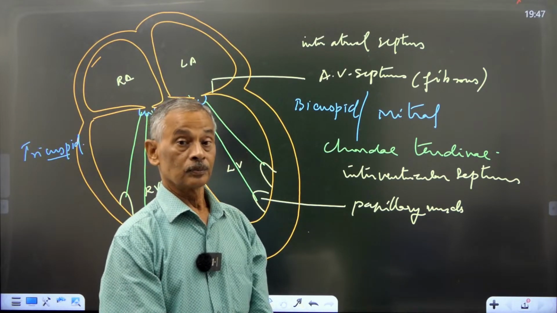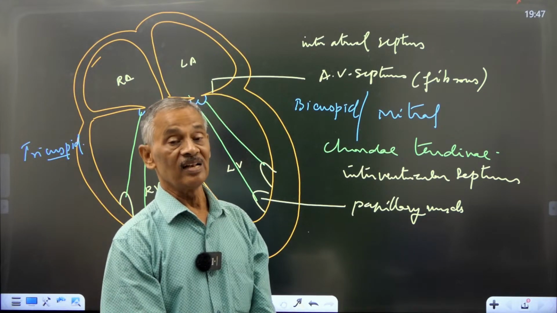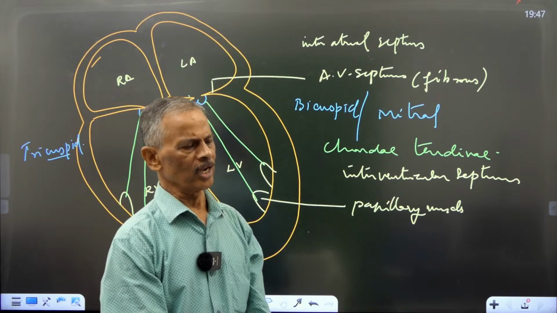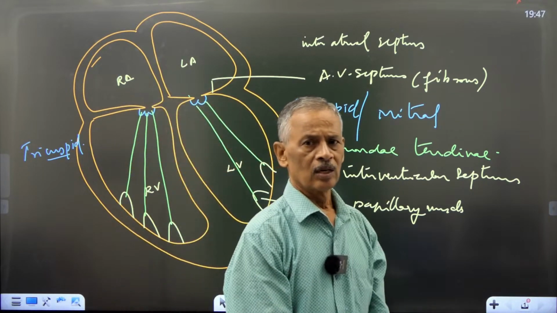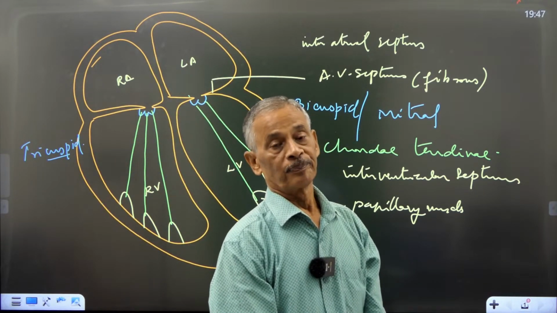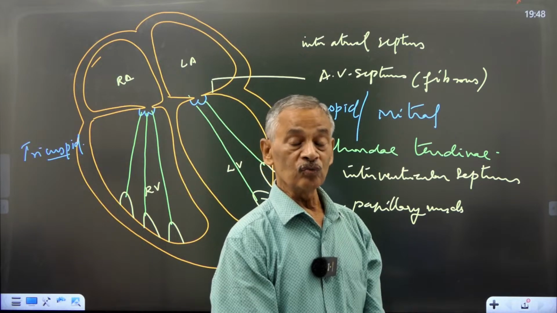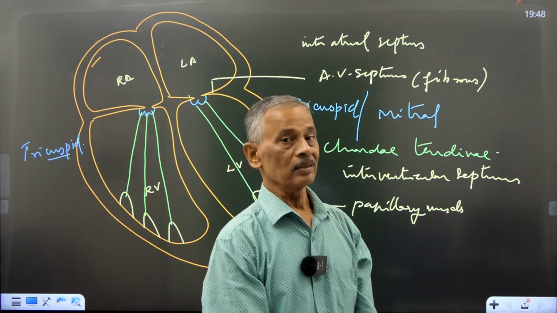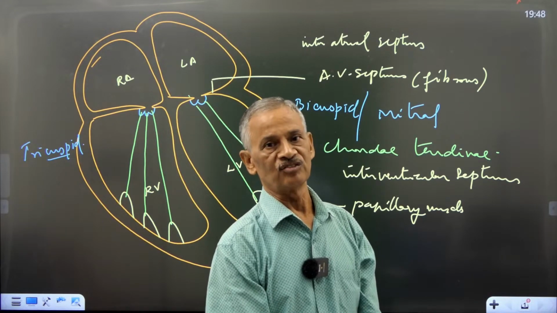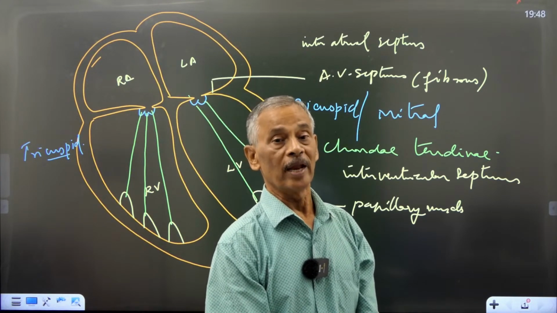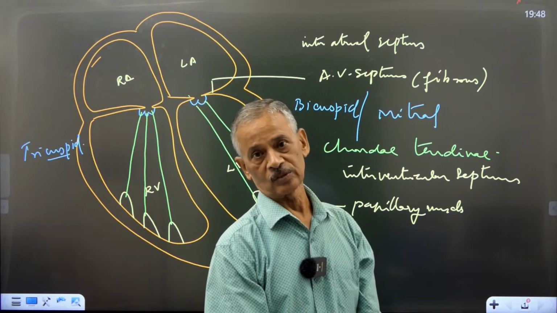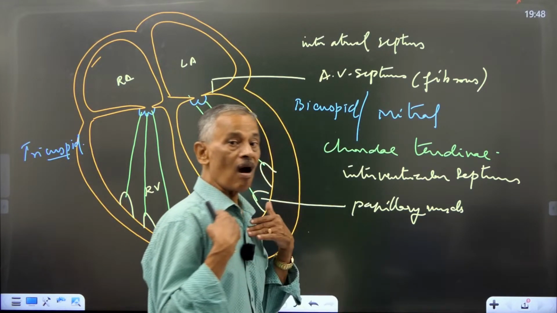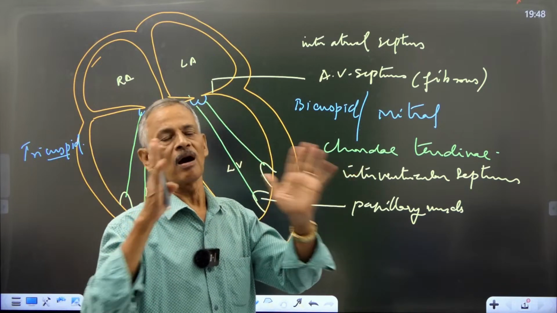Now, what are the blood vessels that are all bringing blood and taking blood? Those which are bringing blood are generally called veins. They bring blood towards the heart. They are called veins. Remember, our heart is a double heart.